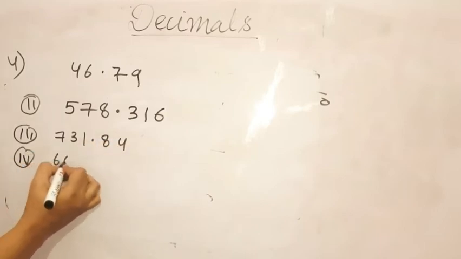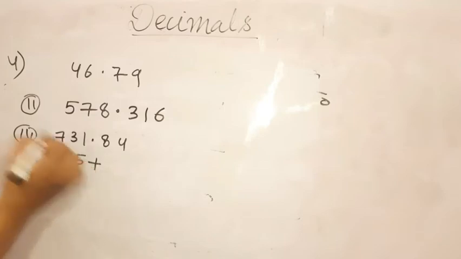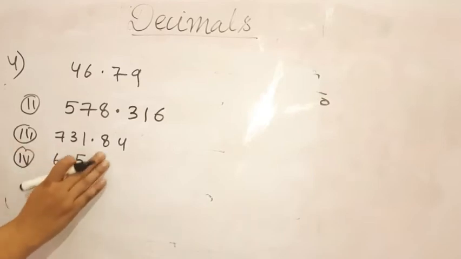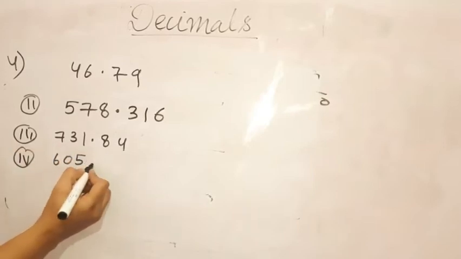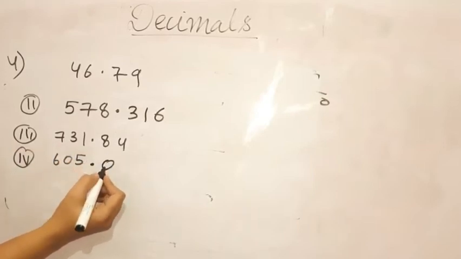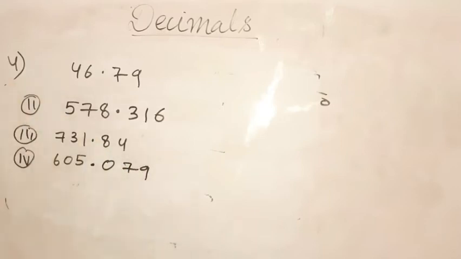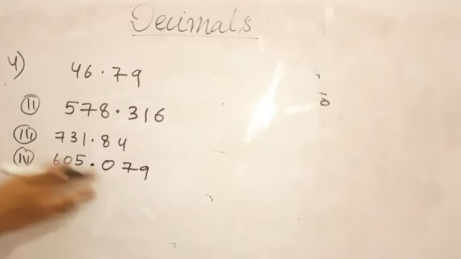Fourth one will be 605 plus. As you all can see that in option number 4, directly 7 upon 100 is given to you. 7 upon 10 is not mentioned. So it will be 605.0 because 0 upon 10 is 0. Then 7, 9. Okay, because directly 7 upon 100 is given. It should start from 7 upon 10. Since it is not given, that means a 0 must be there.